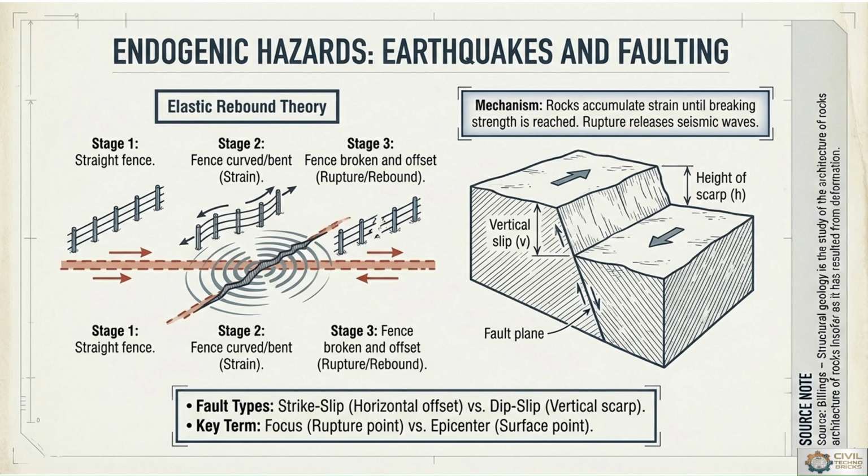Fault types and key terms. Fault types are strike-slip, which is a horizontal offset, versus dip-slip, which is a vertical scarp, just like shown in image number 2. And key terminologies are focus versus epicenter. Focus is the rupture point, epicenter is the surface point.